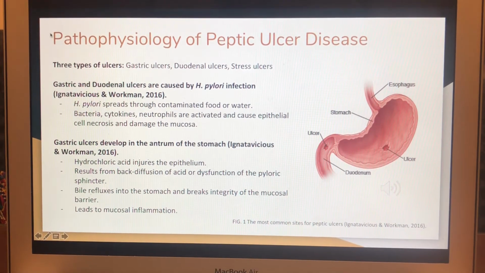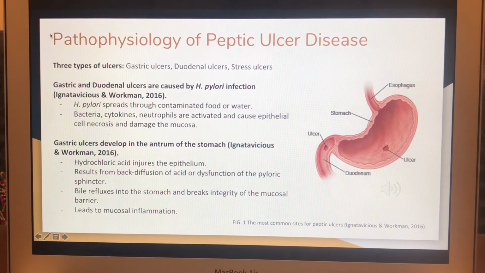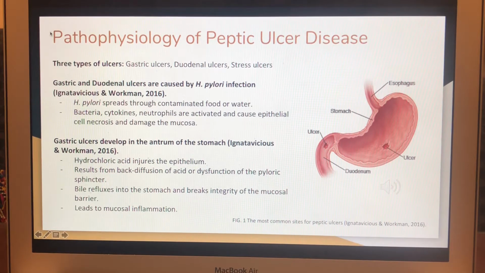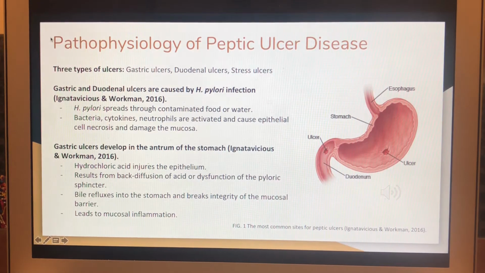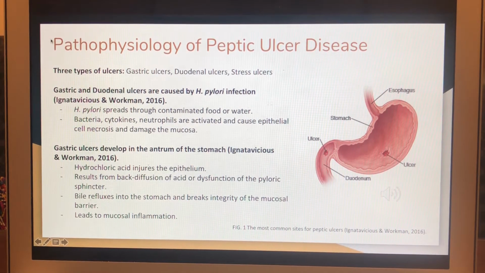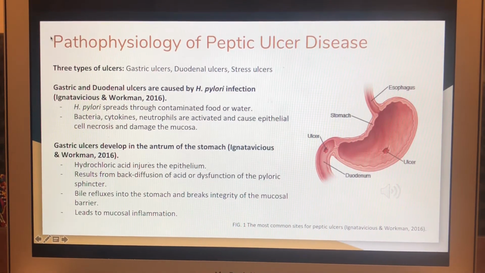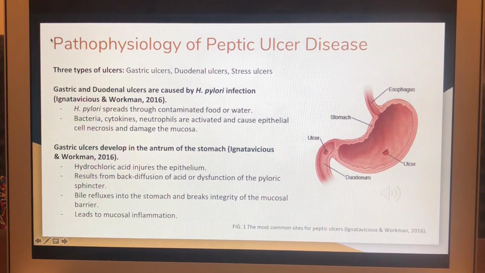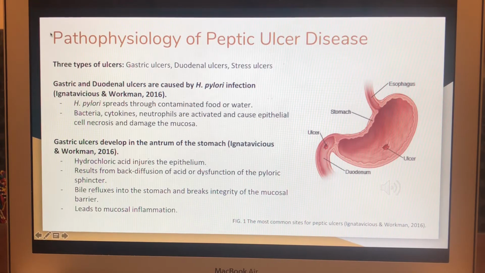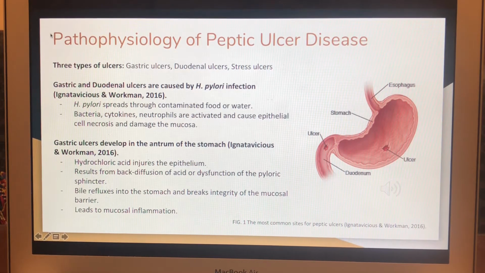Pathophysiology of peptic ulcer disease. Peptic ulcer disease results when mucosal defenses become impaired and no longer protect the epithelium from the effects of acid and pepsin. There are 3 types of ulcers that may occur: gastric ulcers, duodenal ulcers, and stress ulcers, which are less common. Most gastric and duodenal ulcers are caused by H. pylori infection. It is believed to be spread through contaminated food and water, although it is not certain how it is transmitted. As a response to the bacteria, cytokines, neutrophils, and other substances are activated and cause epithelial cell necrosis.